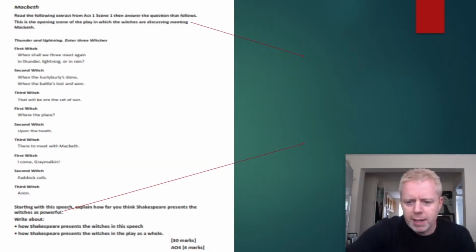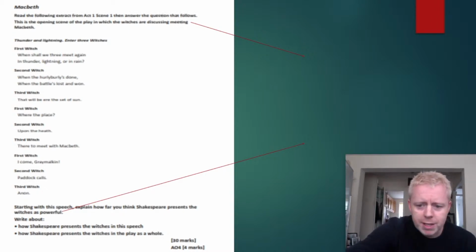Okay, so it's a bit blurred. We don't need to see that at the moment. I'm just showing you as an example. This is how the question is typically laid out. And the question I'm looking at is: start with this speech, explain how far you think Shakespeare presents the witches as powerful.